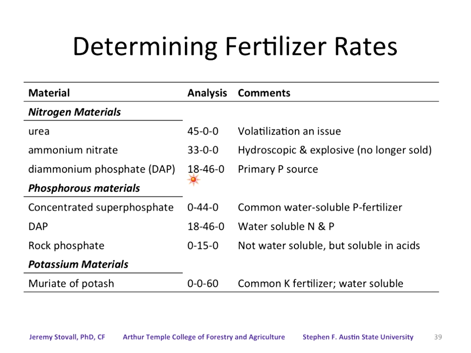Another one that's very common for phosphorus is concentrated superphosphate. If you're familiar with triple superphosphate or TSP, it's the same thing. This chemical goes by a number of different names. It's 0-44-0, and it's a very common water-soluble phosphorus fertilizer. There's DAP on here again. Another one would be rock phosphate. It's 0-15-0. It's not water-soluble. It is soluble in acids. It tends to be a little cheaper than triple superphosphate.